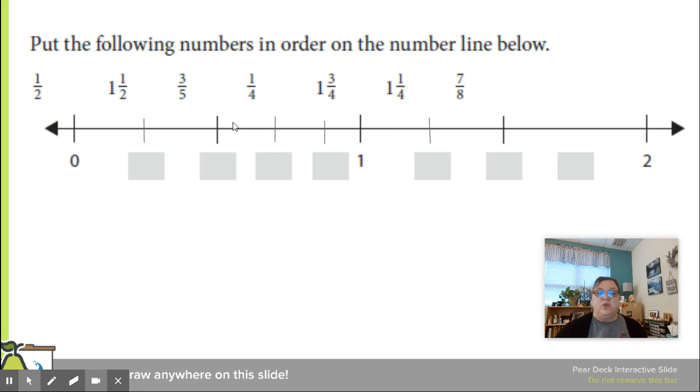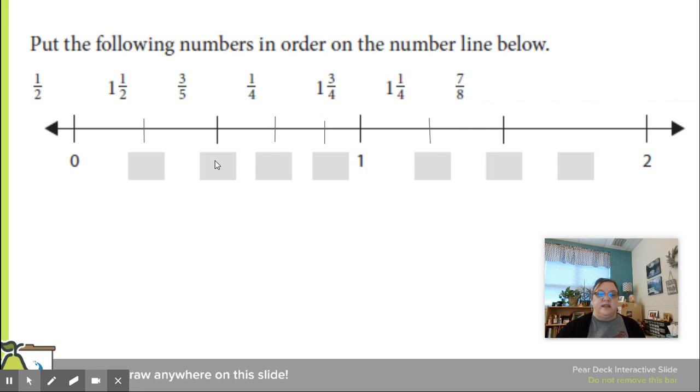So let's go ahead and we'll work on this left side, and then we'll do our mixed numbers. So let's think about the ones that would be easy. 1/2. I can do 1/2. 1/2 is going to be found halfway between 0 and 1. So we have a spot right here for that. We've got a box right here for 1/2. So let's go ahead and write 1/2 in there on your slide. All right, so that one's done.